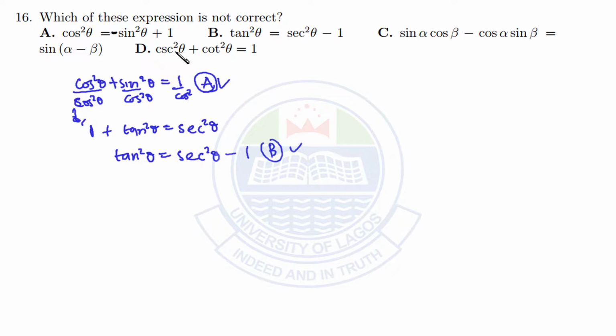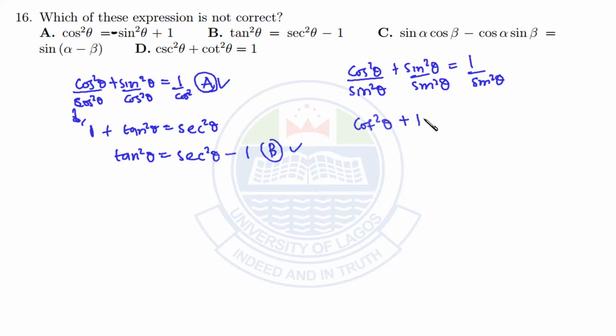And the last one, you have cosec square theta plus cot square theta equals 1. Now, if you have cos square theta plus sine square theta equals 1, and I divide all through by sine square theta, I'm going to have cot square theta plus 1 equals cosec square theta. So meaning that cosec square theta minus cot square theta is equal to 1. So this is wrong. So the correct option is D, because they said which of the following expressions is not correct. So the correct option there is D.